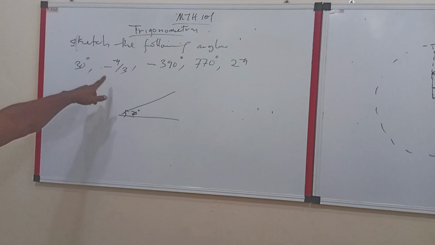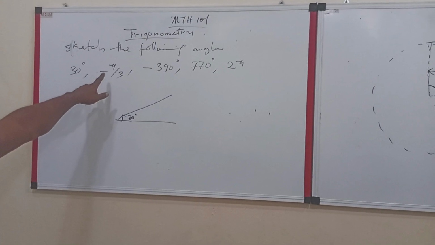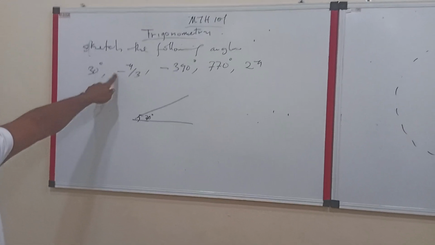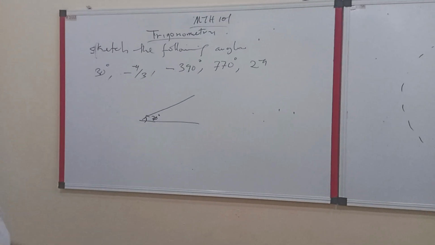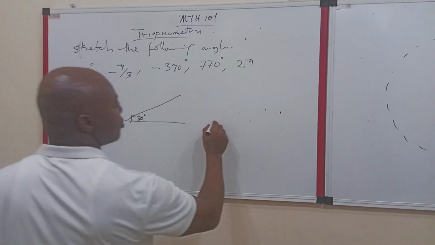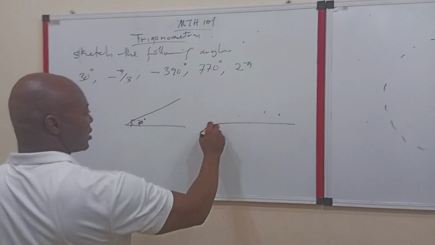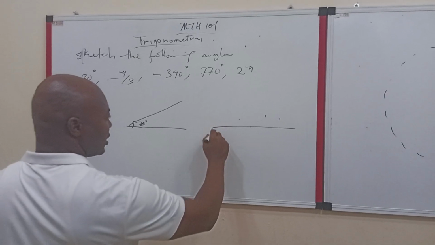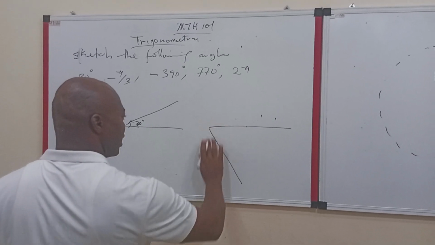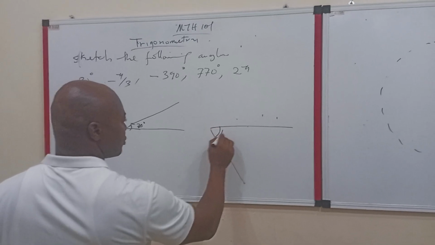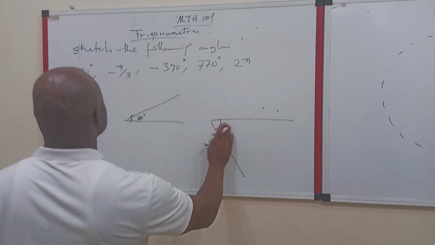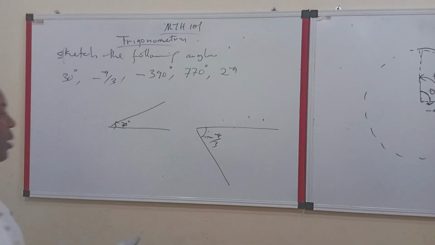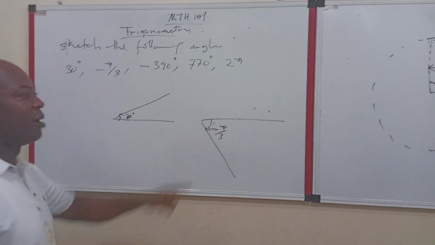Now for this one, pi all over 3 is 60 degrees. But 60 degrees is in the negative direction because we have the negative of it. So, assuming this is the reference point, the sketching will be in this direction. Knowing that from here to here is 90, then 60 will be maybe somewhere here. Negative 60 degrees, that is negative pi all over 3. So the direction of the measurement matters a lot.